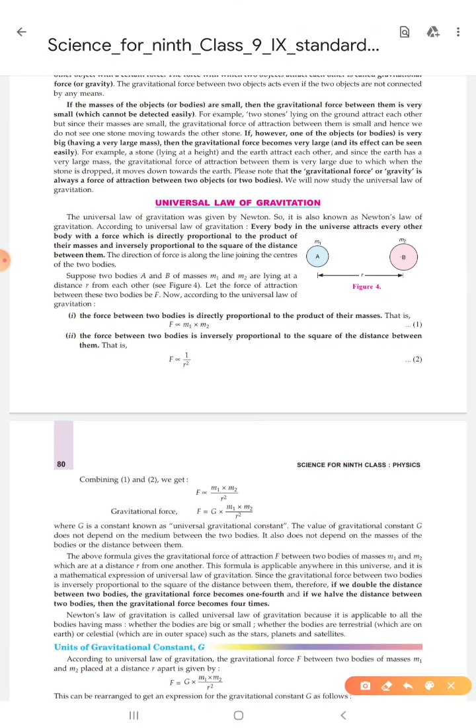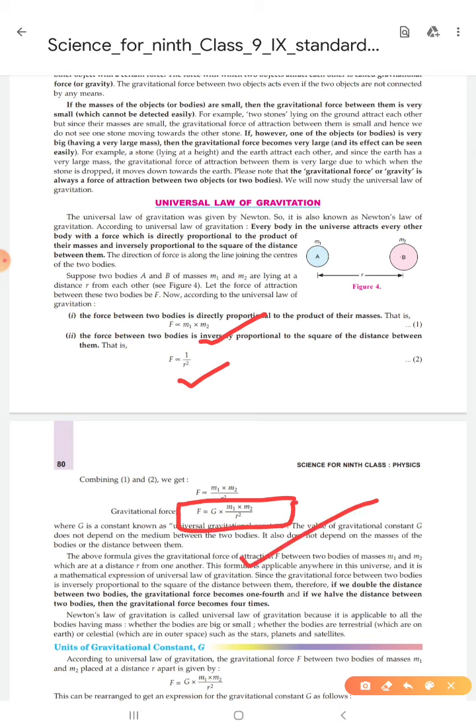Now, as we know, what is the universal law of gravitation? This law was given by Sir Isaac Newton, and according to Newton, every body in the universe attracts every other body with a force which is directly proportional to the product of their masses and inversely proportional to the square of the distance between them. So this is the universal law of gravitation, and from there we have this formula.